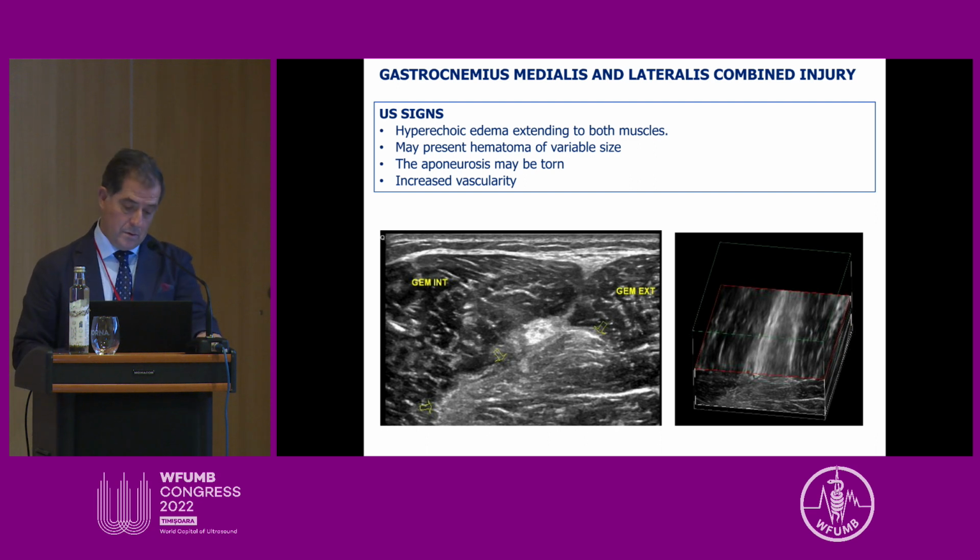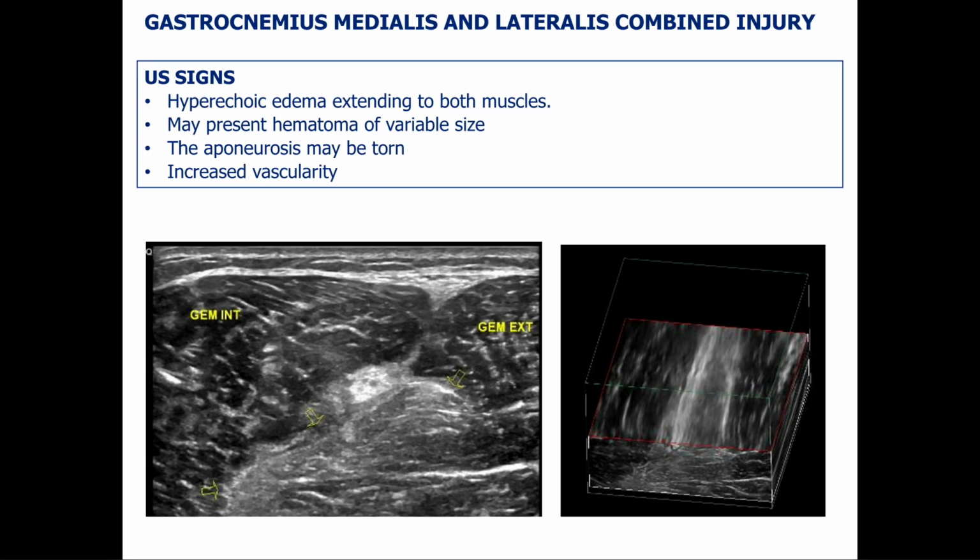In other cases, we can evaluate the rupture affecting, as in this case, both heads of the gastrocnemius. Normally, when you identify the rupture in the gastrocnemius, you forget the possibility that the soleus can be torn also. And so it's very important to review both muscles, or in this case, both heads of the gastrocnemius.